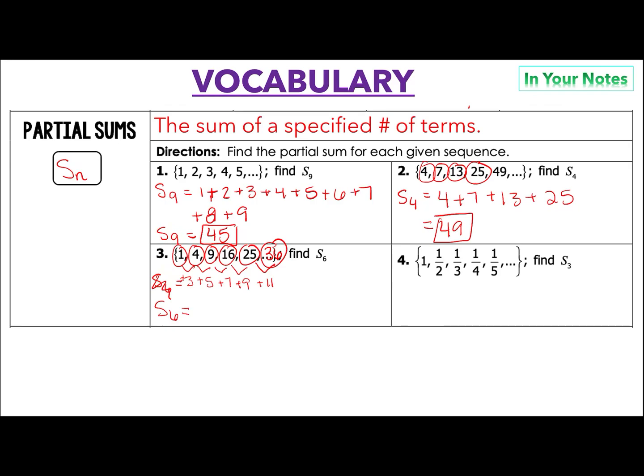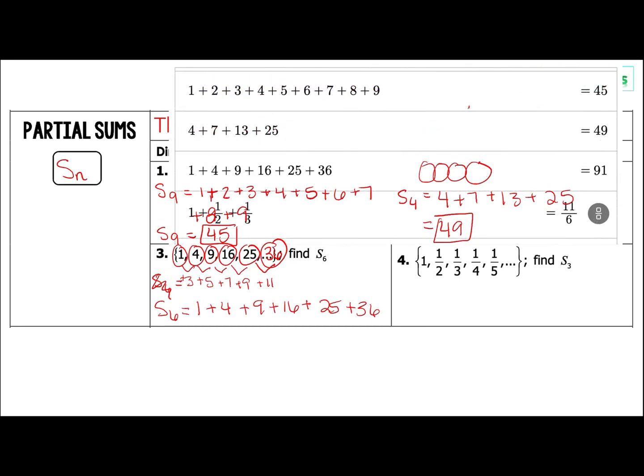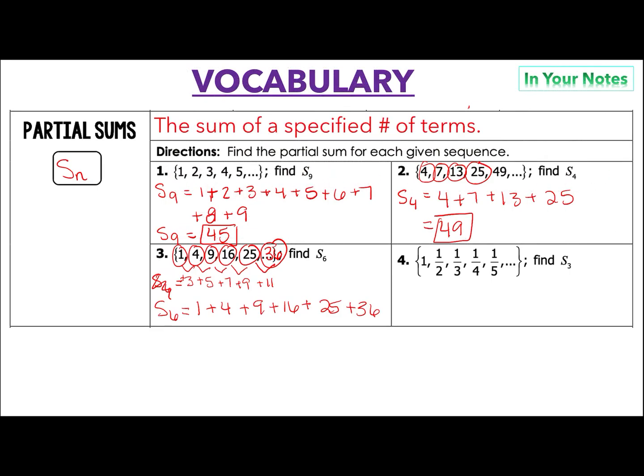So S sub 6 is going to be 1 plus 4 plus 9 plus 16 plus 25 plus 36. And I used my calculator right here. I know you can't really see very well, but I added those together and I got 91. So this is equal to 91.